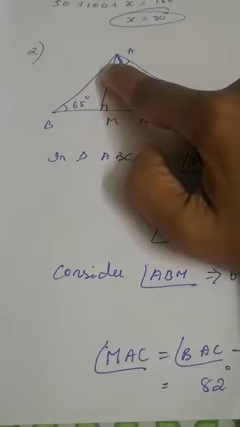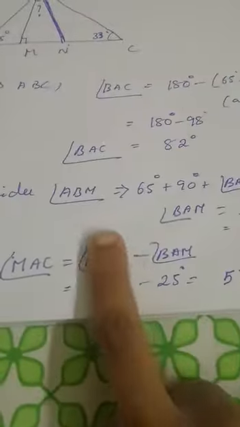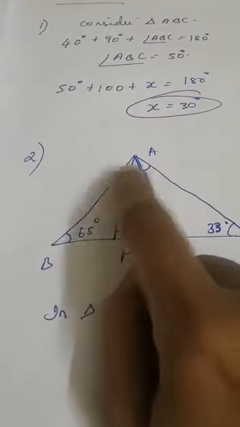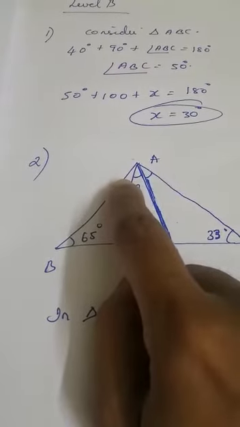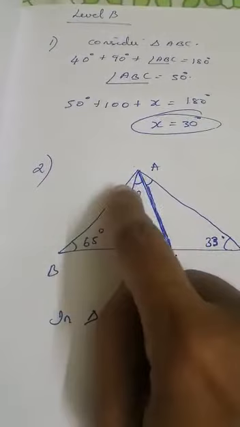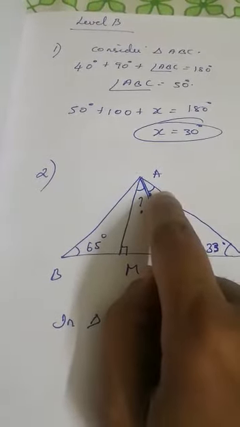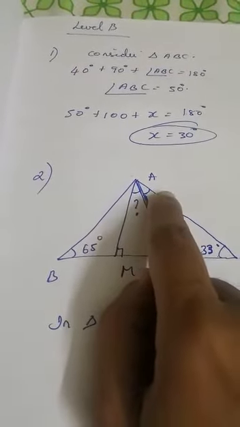From that, this part BAM we are going to find. When we find that BAM, it is 25 degree. Okay, we found the total angle A is 82. This small part which is not marked with any angle is 25. So the remaining angle will be 82 minus 25, so this remaining angle is 57.